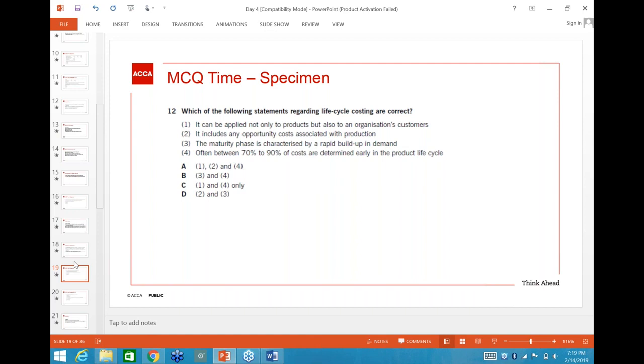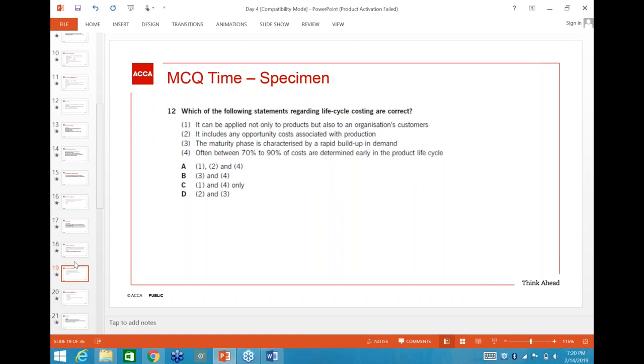It can be applied not only to products, but also to organizations, customers. Yes, there's something called customer life cycle costing. That's correct. It includes any opportunity costs. No. One thing which I didn't mention, sorry about that. Life cycle costing is always based on accounting principles or financial accounting principles. So things like opportunity cost, you don't take it into account. Okay. So don't mix up relevant costing principles with life cycle costing.